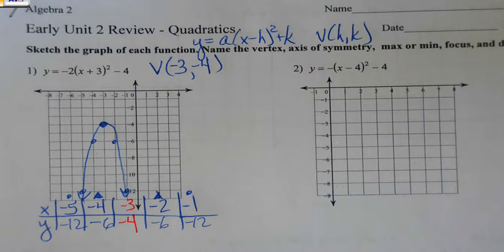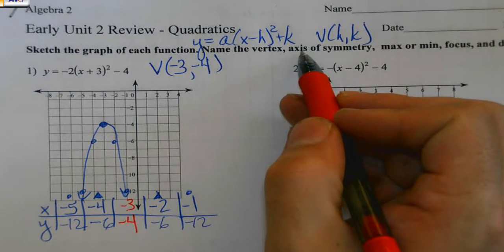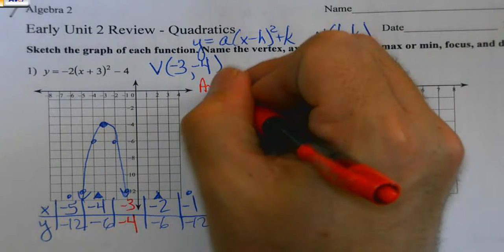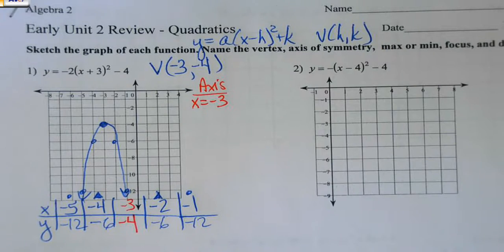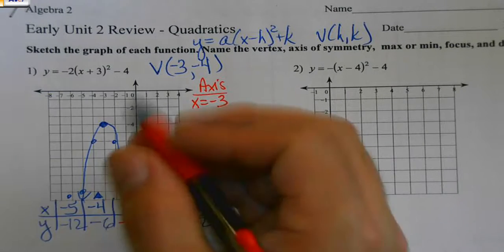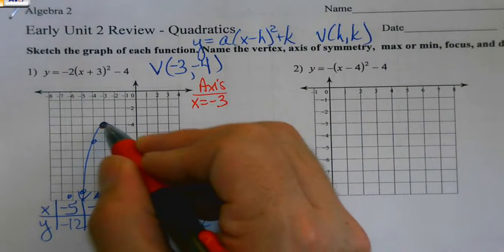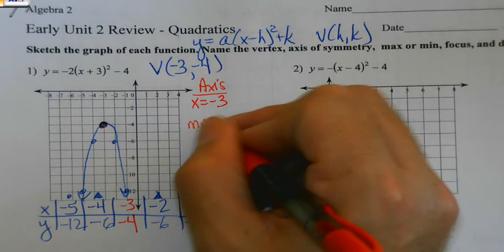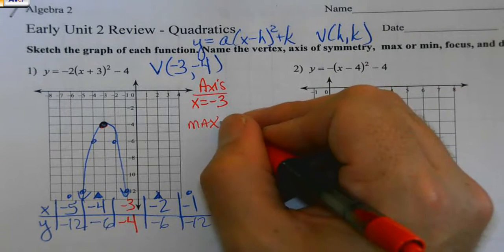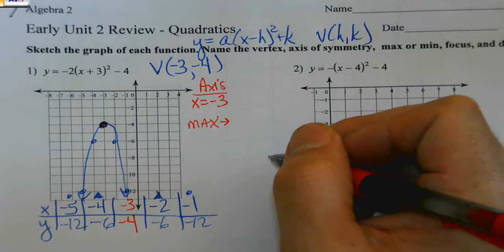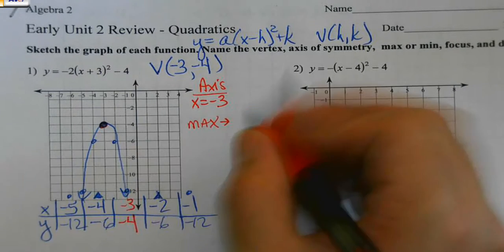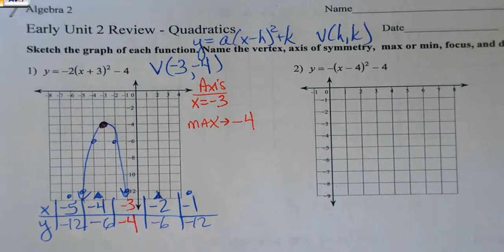So let's see, we named the vertex. The axis of symmetry, remember, it's just a quick little equation. The axis of symmetry is the x value of my vertex. Is it a max or a min? If my vertex is at the top, that's the highest point, which would mean it's a maximum. And when we have a maximum, it's the y value that's the actual maximum value. So in this case, my max value would be at -4.